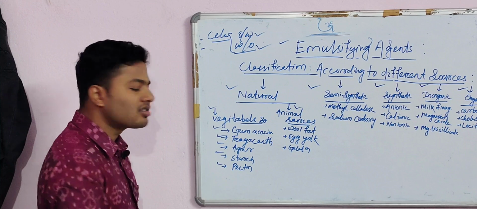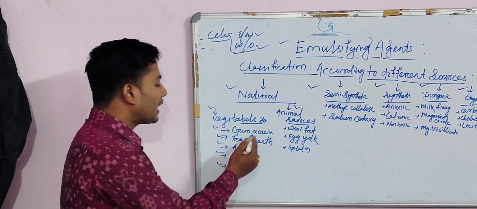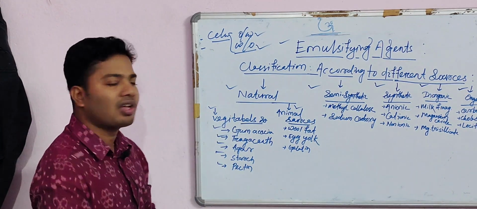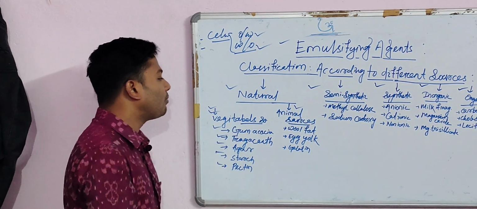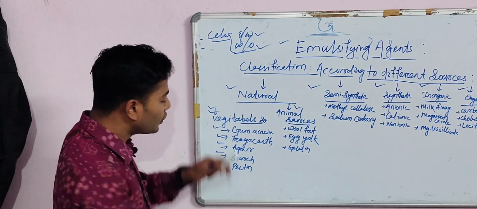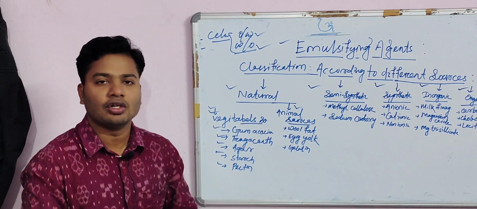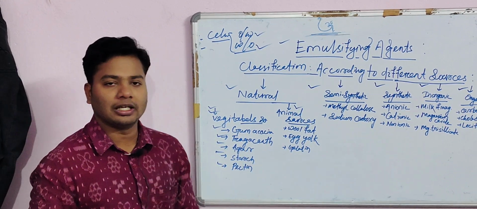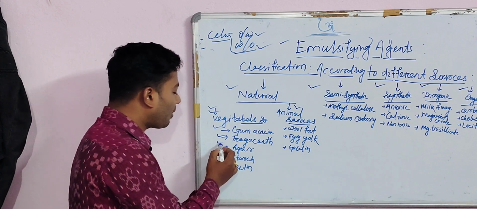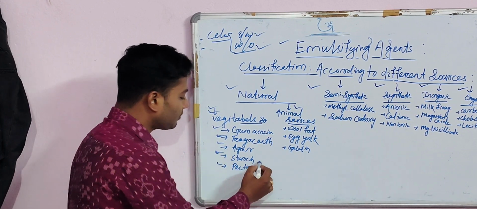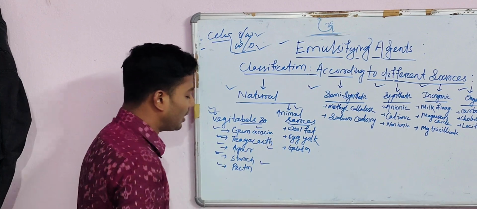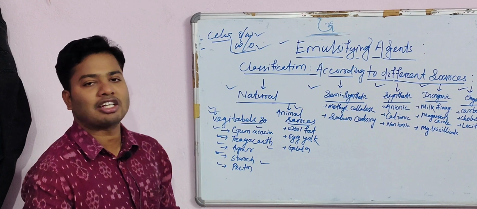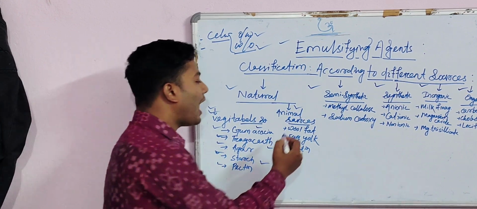From the exam point of view, many questions will arise: gum acacia, tragacanth, agar, starch, or pectin, which type of emulsifying agent are they? You can say these are from the vegetable source of the natural sources. Clear? Some of the most important emulsifying agents from this group are starch, tragacanth, and gum acacia. These are the most important emulsifying agents coming from the vegetable source of natural sources. Clear? And the second one is the animal source.